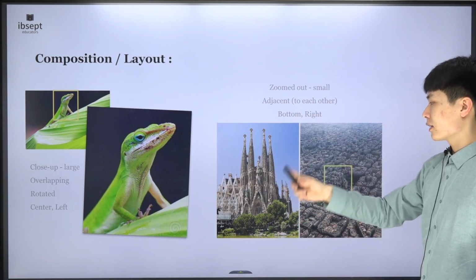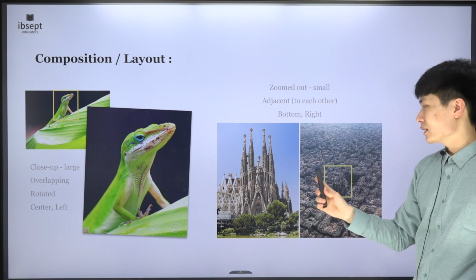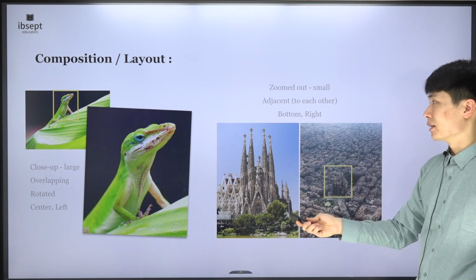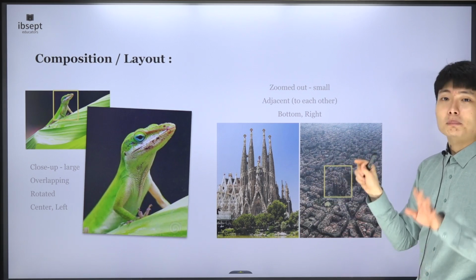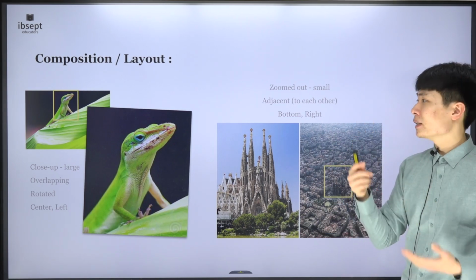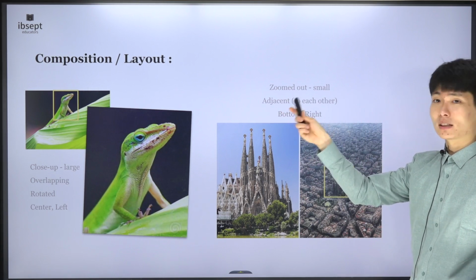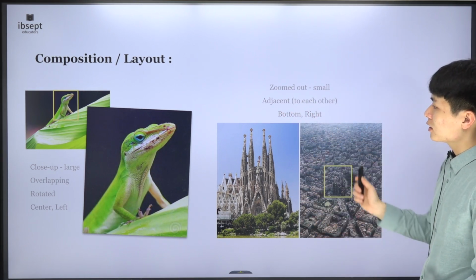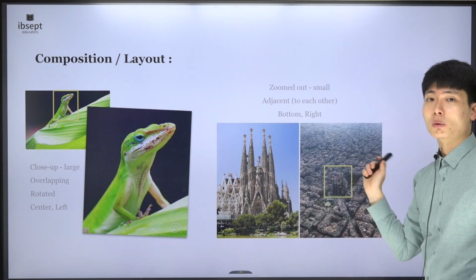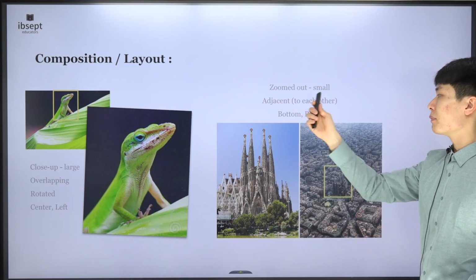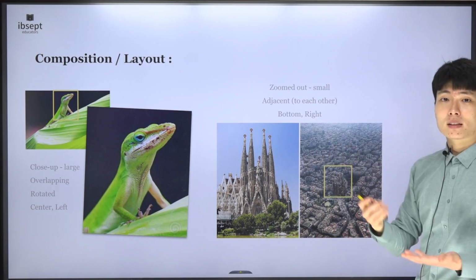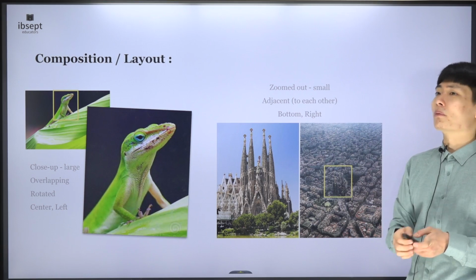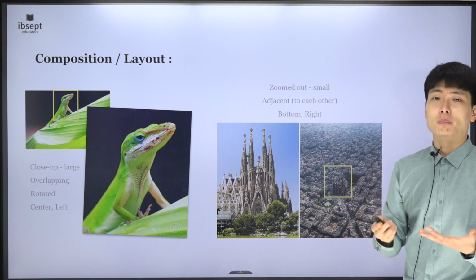Now, let's look at these two images. So it's the opposite. The second image is a zoomed out version of the first one. And instead of overlapping, they're placed right next to each other. We can describe that as adjacent to each other. And of course, if you wanted to describe the position of these two images in relation to the whole screen, you can say they are towards the bottom right. Again, very straightforward but useful terminology just to make your paper one sound a bit more formal.